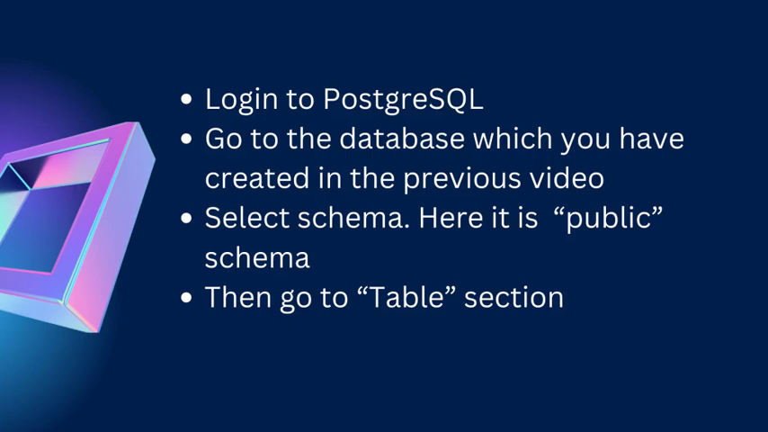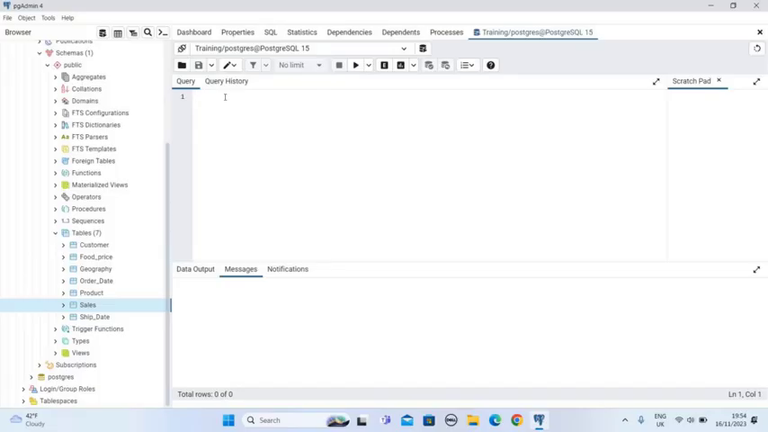First, you need to log into PostgreSQL, then go to the database which you created in the previous video and select the schema. Here it is our public schema, then go to the table section. So, we are in this PostgreSQL. Now, we have to use the HAVING clause with the aggregation function. Let's write some query here.